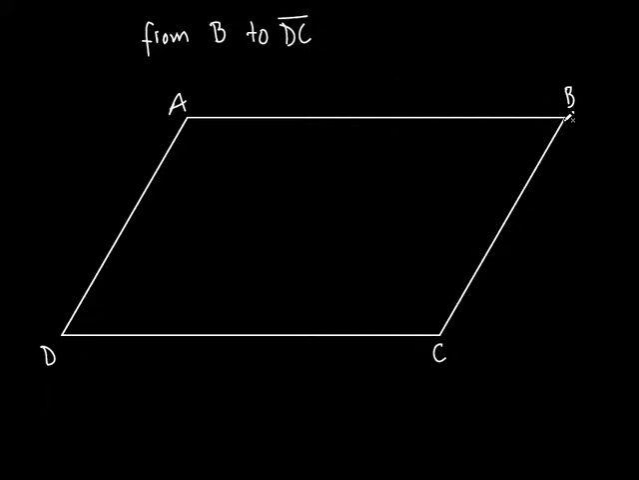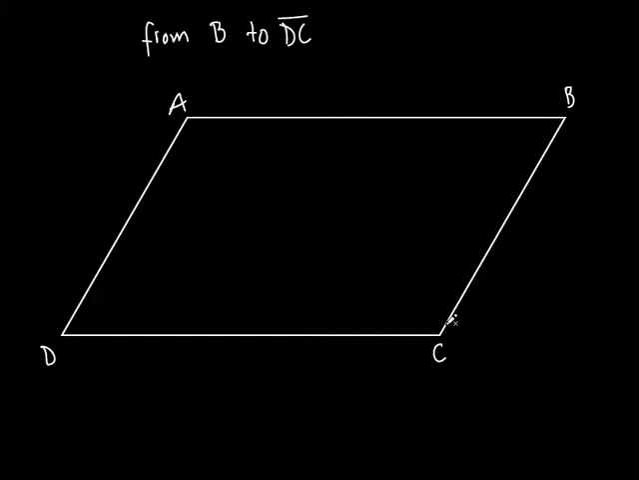If I start at B and I have to go to DC, now I can't just draw a line to here or here, here or here. Why not? Because nowhere on here is this line going to be perpendicular to DC. So what am I going to have to do? I'm going to have to extend the line, aren't I? I'm going to have to take line DC and extend it out.